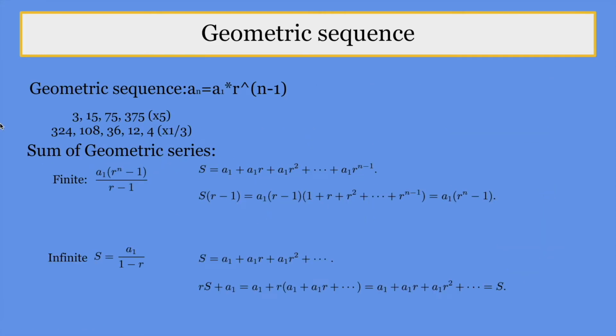Geometric sequence. A geometric sequence is simply multiplying by the same number, or dividing. For instance, 3, 15, 75, 375 are all multiplied by 5, and 324, 108, 36, 12, and 4 are all divided by 3. And the sequence will look like this: an equals a1 times r, which represents the ratio, to the power of n minus 1.